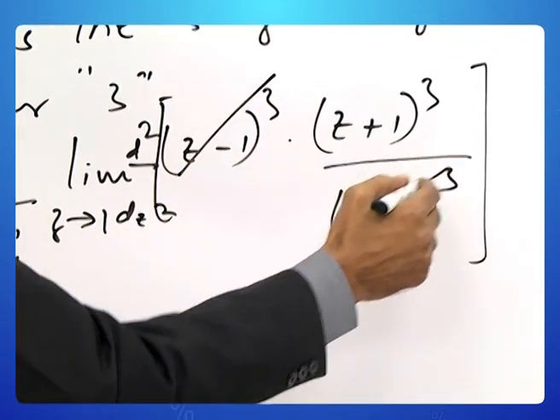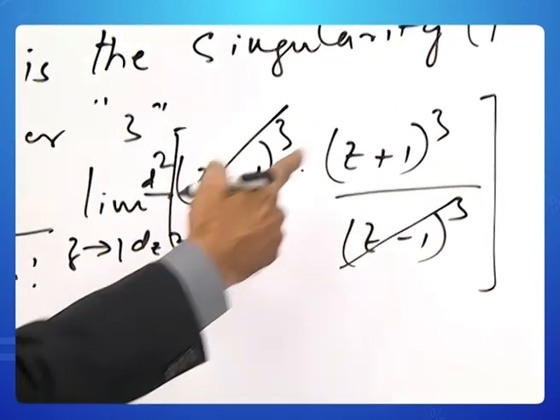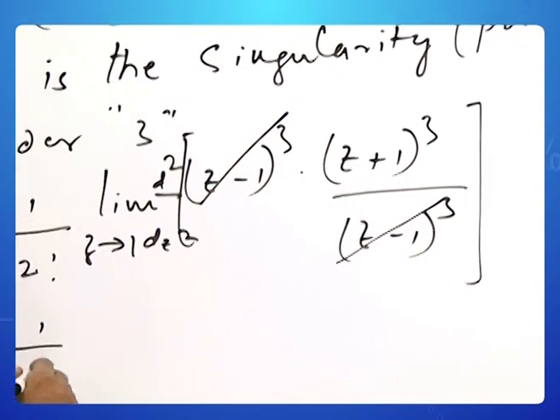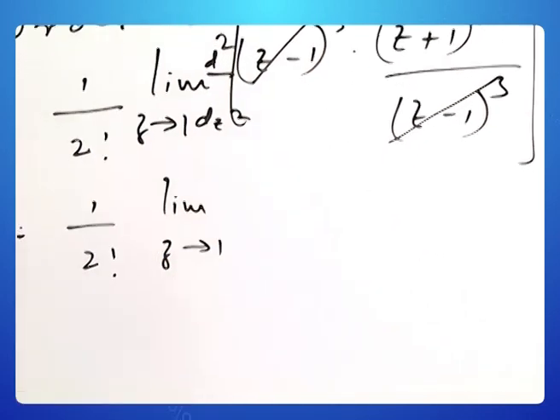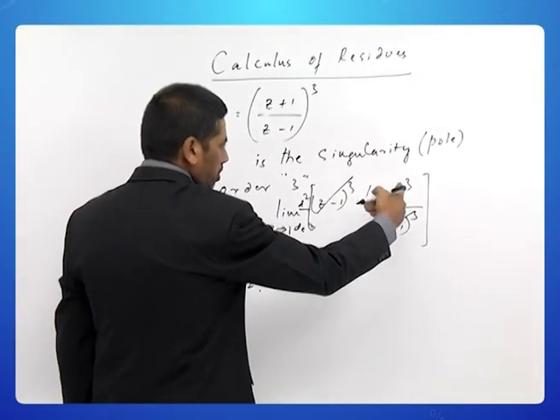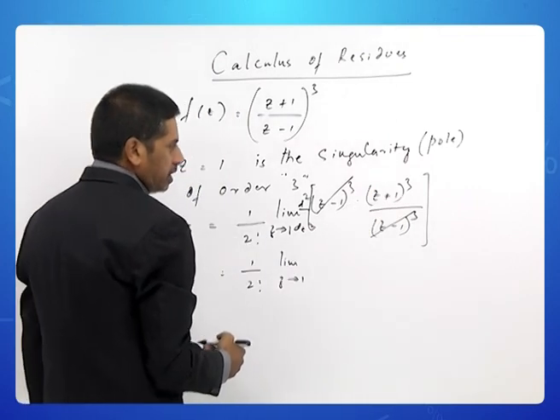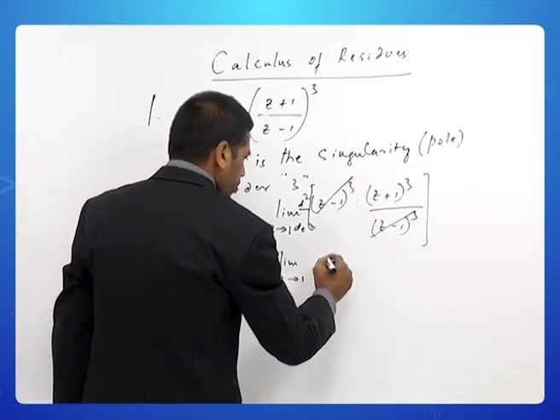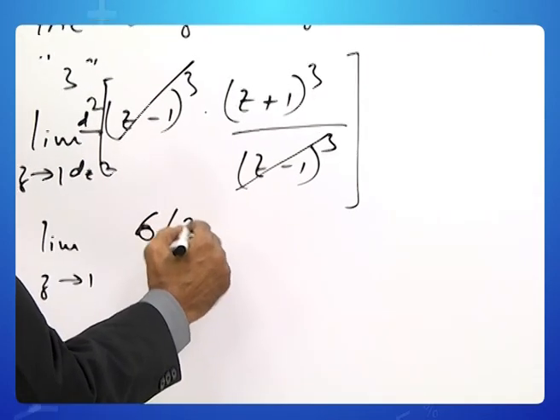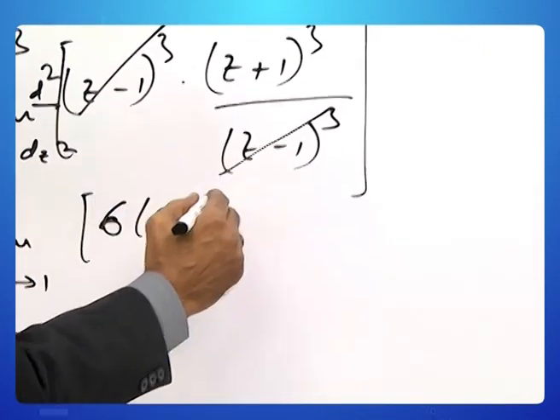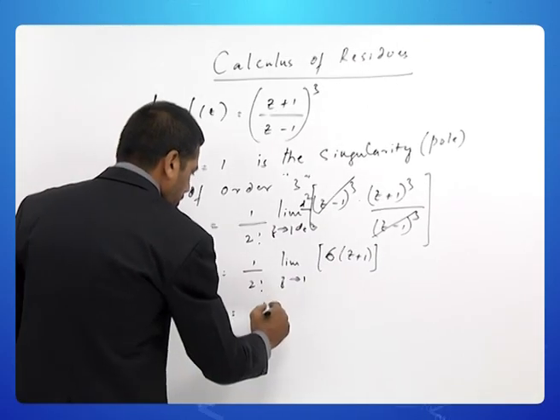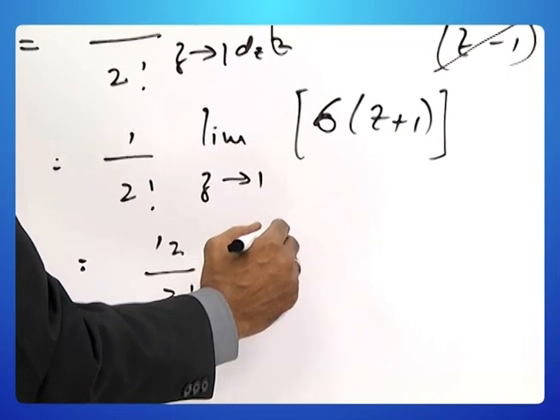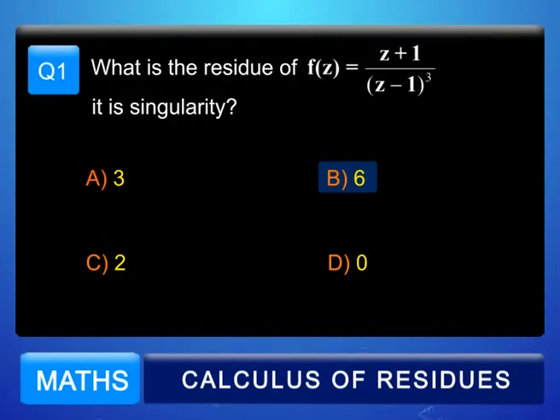So this will get cancelled. We differentiate this function 2 times. So 1 by 2 factorial limit as z tends to 1. First time it is 3 times (z plus 1) whole squared. Second time it is 6 times (z plus 1). So when you apply the limit, you will get 12 by 2 factorial, which is 6. Therefore, the correct option is B.